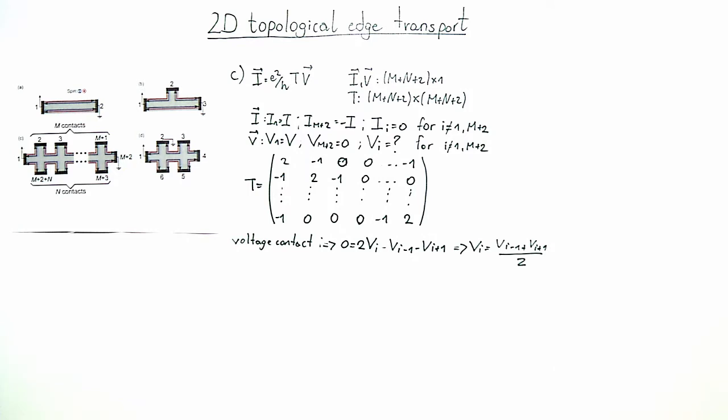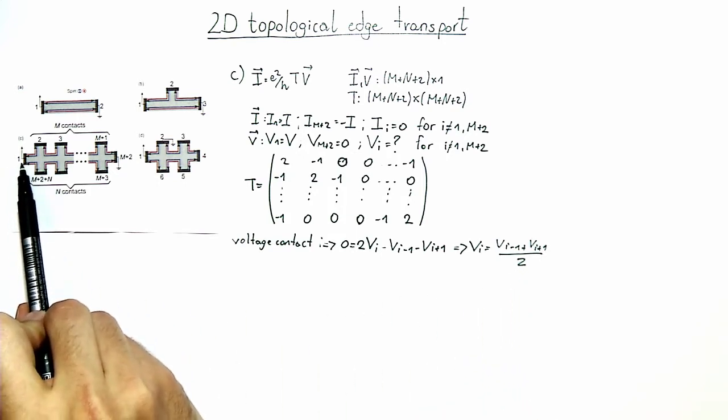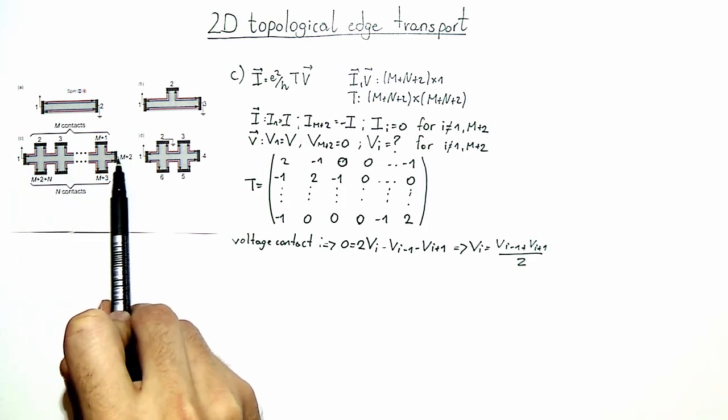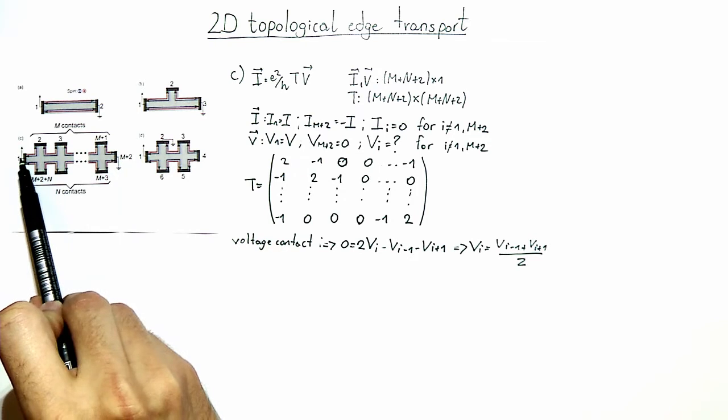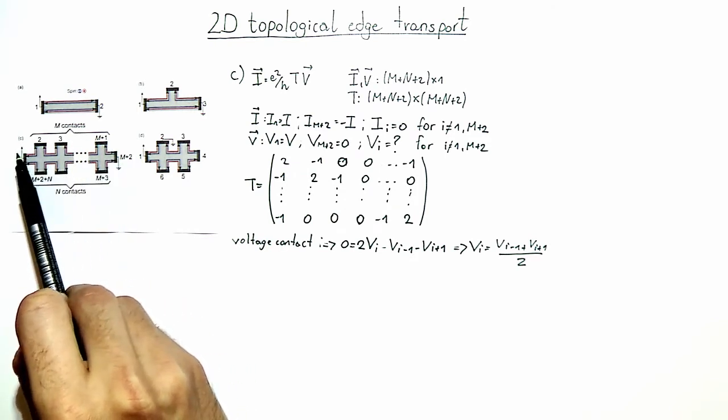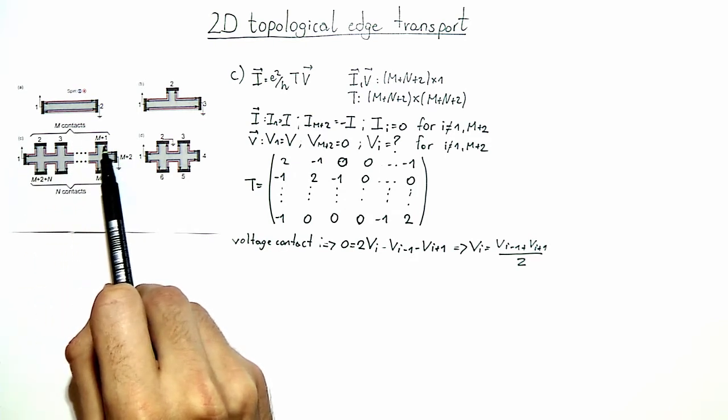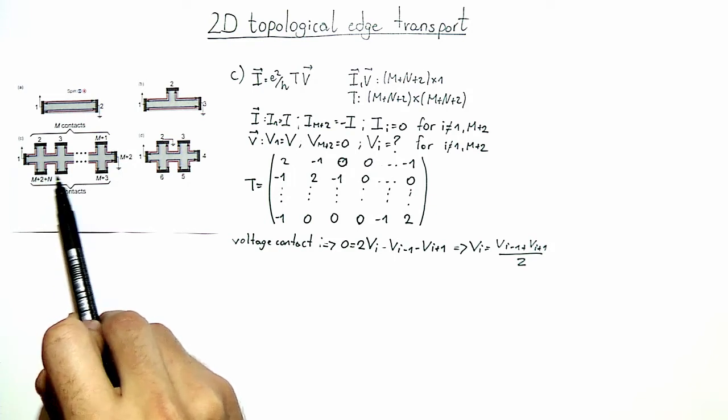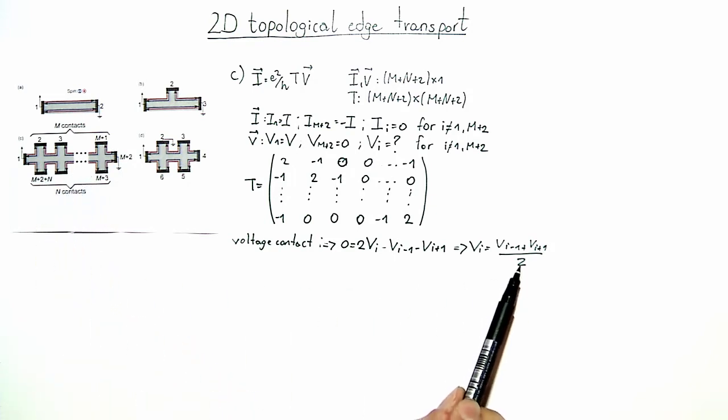Now, this expression here is important because it implies that the voltage along a given edge decreases linearly in the number of contacts. So, if we assume here that we have a voltage V, and here that we have a voltage 0 because this contact is grounded, then the voltage along the upper edge decreases linearly in the number of contacts, and the same thing is true for the bottom edge. That results from this expression here.